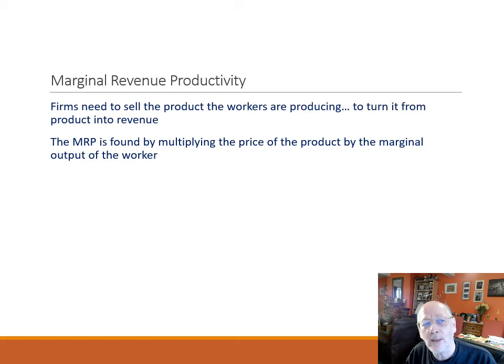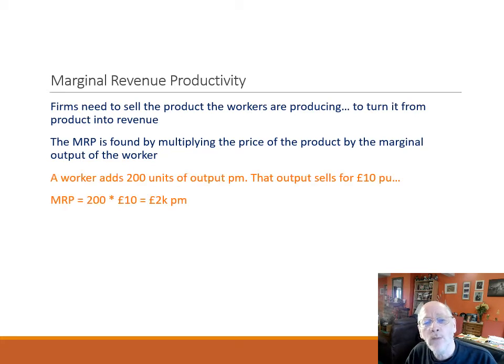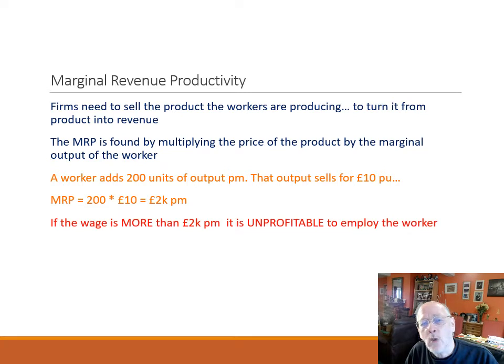So for example, if a worker adds 200 units of output a month and that output sells for £10 a unit, then the marginal revenue product is 200 times £10 equals £2,000 a month. So logically, if that worker costs the firm in wages more than £2,000 a month, then it's unprofitable to employ the worker. So they'll be not employed or told to sling their hook.